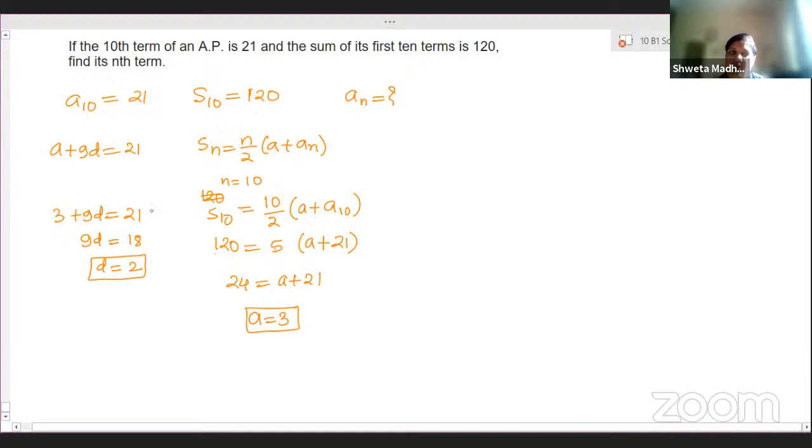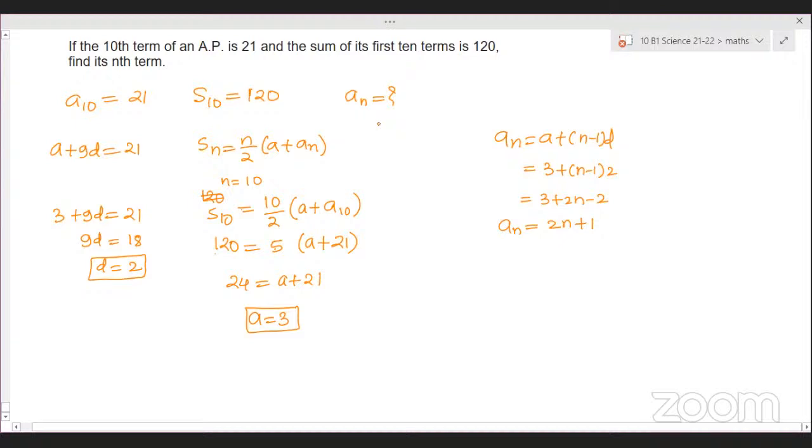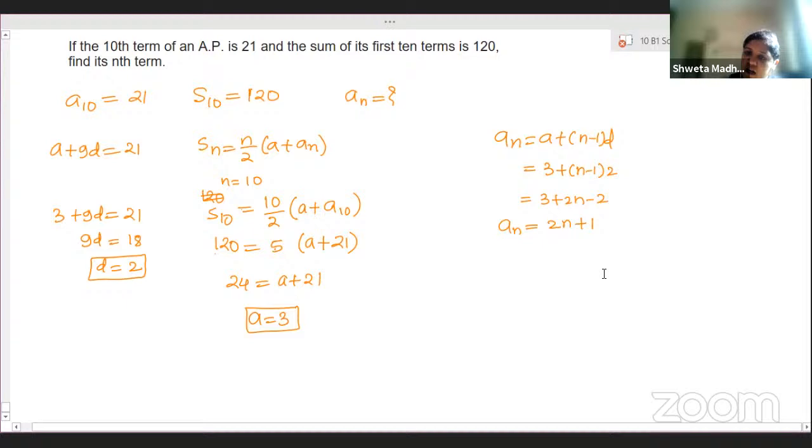Okay, clear? So you got a value as 3, d value as 2. Then find the value of an. A plus n minus 1 into d. A is 3 plus n minus 1 into 2. 3 plus 2n minus 2. So 2n plus 1 is the nth term. Understand? Is it clear? Yes, ma'am. So here I have used this formula. You can use the second formula and then also you can solve, no problem.